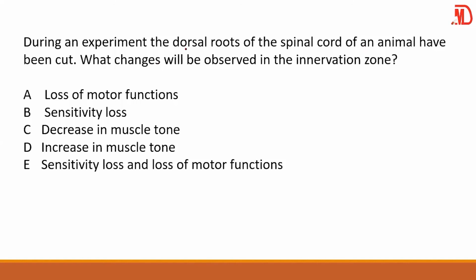During an experiment, the dorsal root of the spinal cord of an animal had been cut. What changes will be observed in the innervation? First of all, know that the dorsal root controls what? Sensory nerves or sensory information, whilst the ventral controls what? Motor. So what changes will be observed when this is cut off? Because it's responsible for transmitting sensory information or sensory impulses. So over here, we are thinking of what? Sensitivity loss. Loss of sensitivity, because it deals with sensitivity. All right.